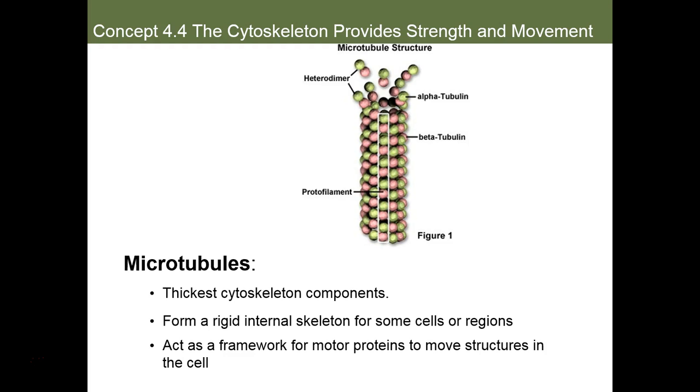The last component of the cytoskeleton that we will look at is microtubules. These are the thickest of the cytoskeleton components. They form a rigid internal skeleton for some cells. They act as a framework for motor proteins to move structures within a cell.